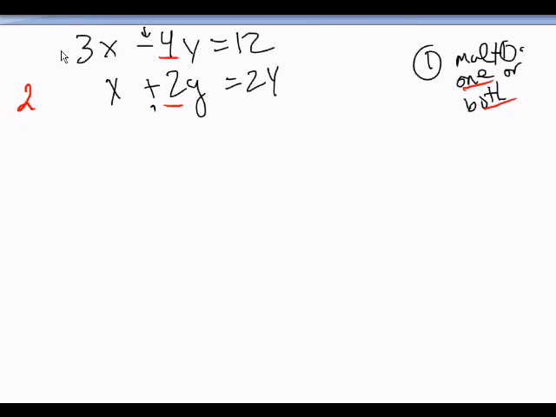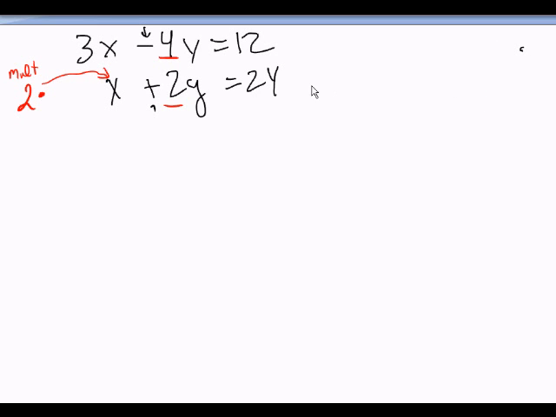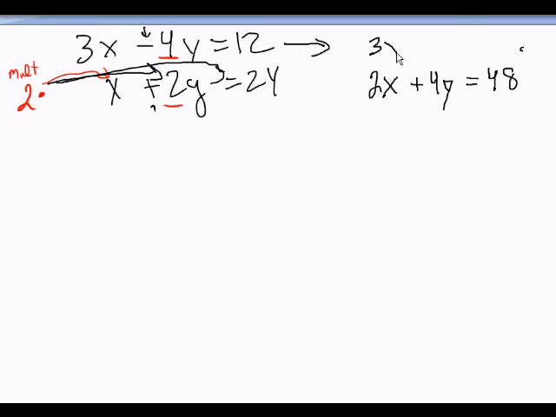Watch what I do. I'm going to multiply just the bottom row by 2. Remember I said you can multiply one or both rows. I'm going to multiply the bottom row by 2. Watch what happens. 2 times x is 2x. 2 times 2y is a positive 4y. And 2 times 24 is 48.